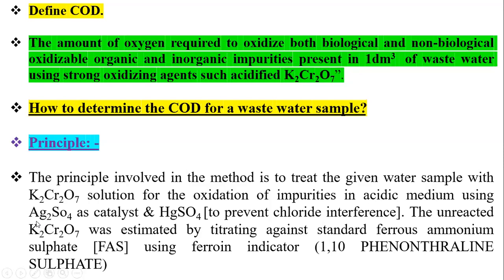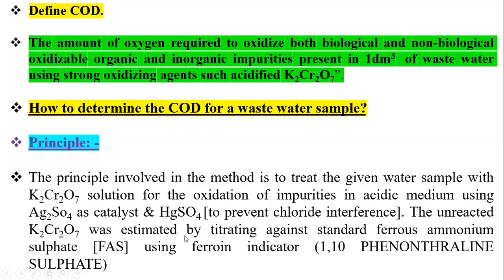Nothing but AgCl, AgBr, AgF. These become a curdy white precipitate. Once it forms a precipitate, it won't behave as a catalyst. So to avoid the interference of halide ions or chloride ions, we can use mercury sulfate. To remove the chloride ions, we can utilize the mercury sulfate. Then only the Ag2SO4 acts as a good catalyst. Next, what we are going to do here means the unreacted K2Cr2O7 will be estimated.